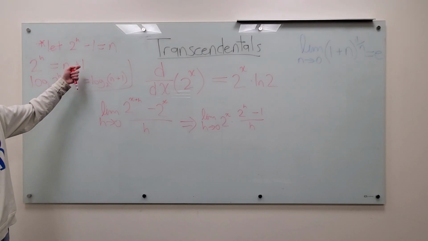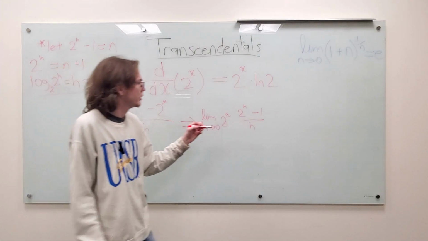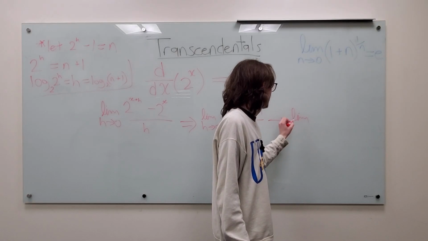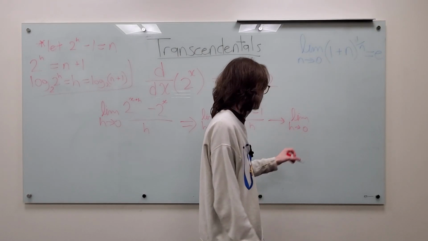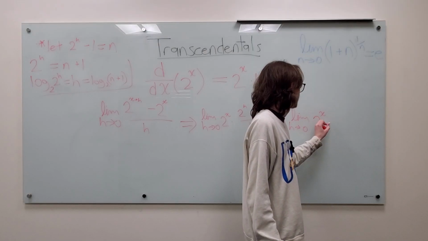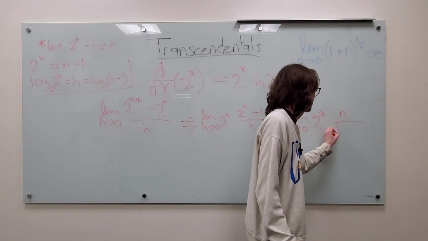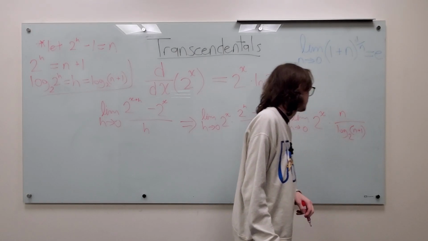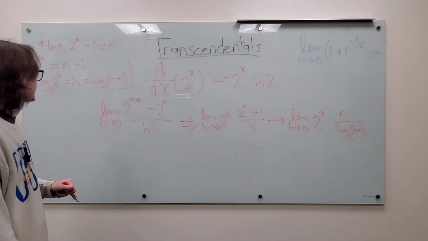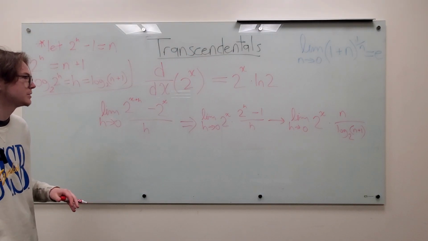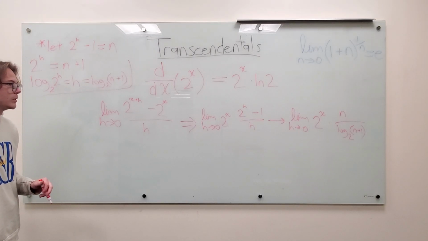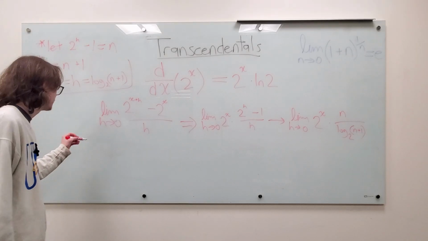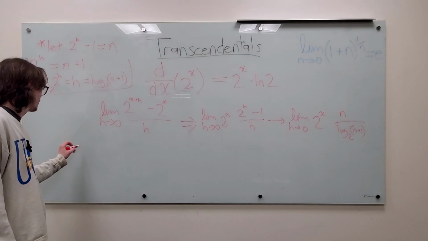We've got that our top 2 to the h minus 1 is equal to n, so we're going to move back over here. We know that this is going to be the limit as h goes to 0 of 2 to the x times n over log base 2 of n plus 1. All right, making progress. Now, once again, we are going to multiply our top and bottom by 1 over n. Do a bit of algebraic manipulation, but we'll get there.